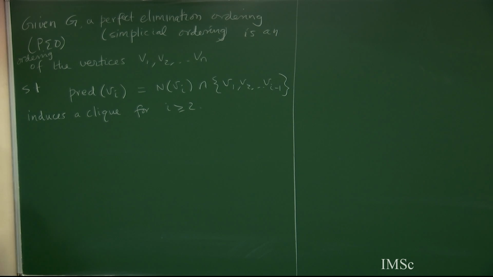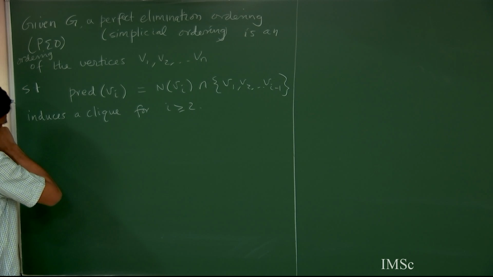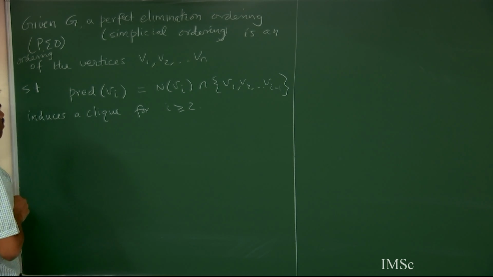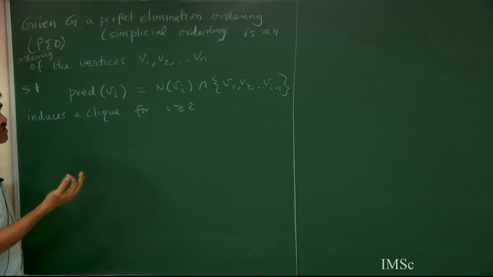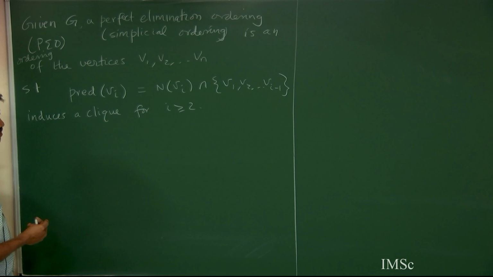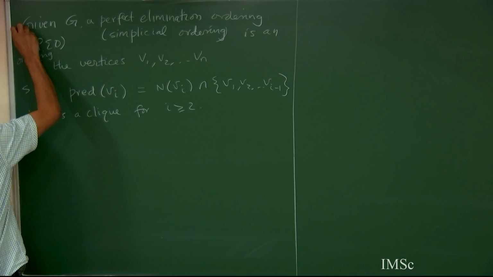So given a graph we call an ordering of the vertices a perfect elimination ordering or a simplicial ordering if it is true that if you take the ith vertex and look at all its neighbors before, they induce a clique. Not every graph may have a perfect elimination ordering. We are going to look at graphs that have such an ordering. Okay, so this is one notion we saw.